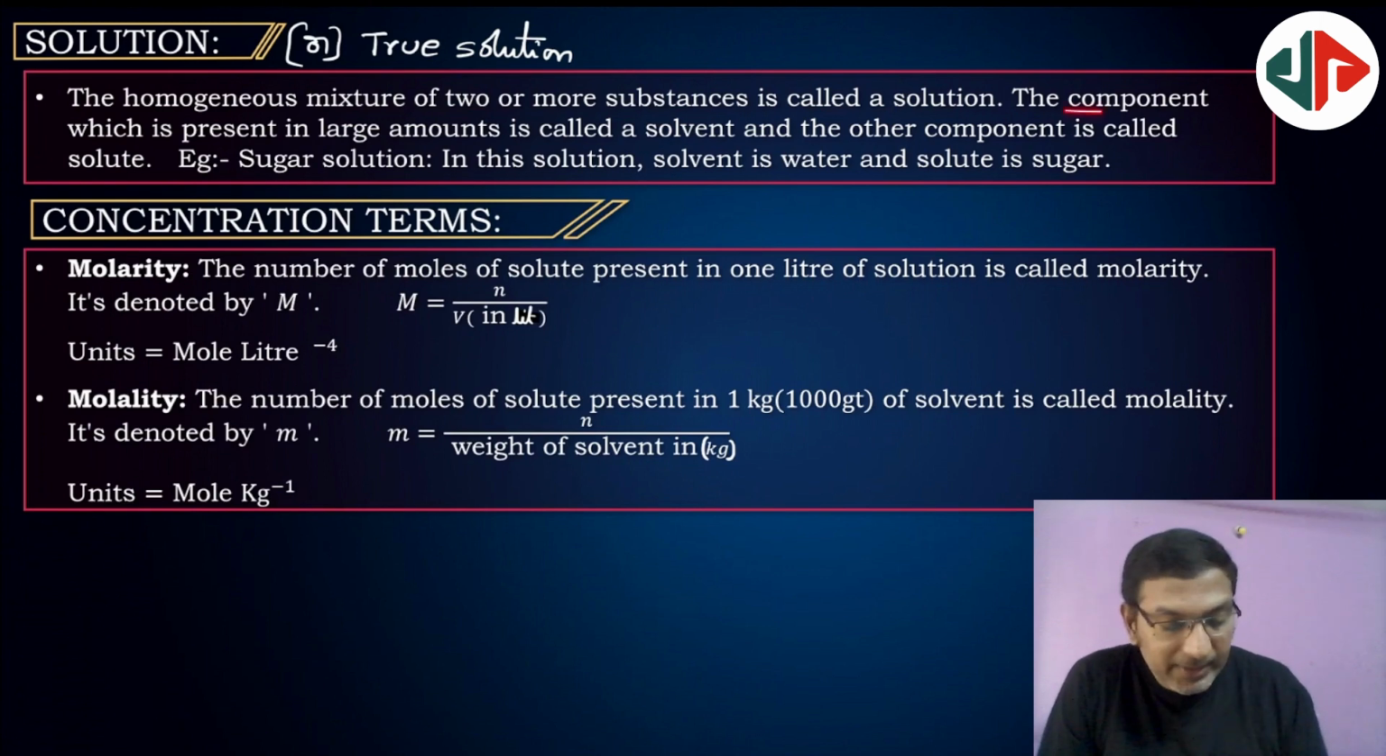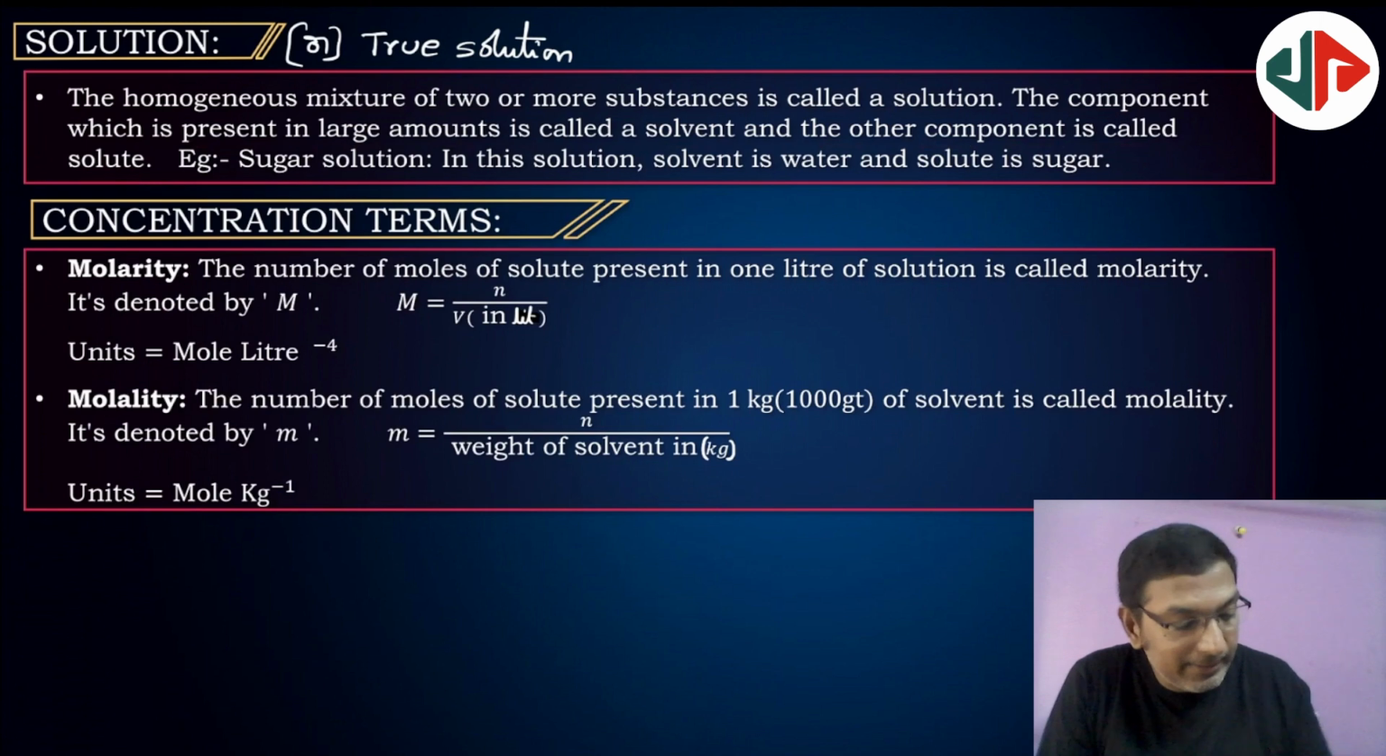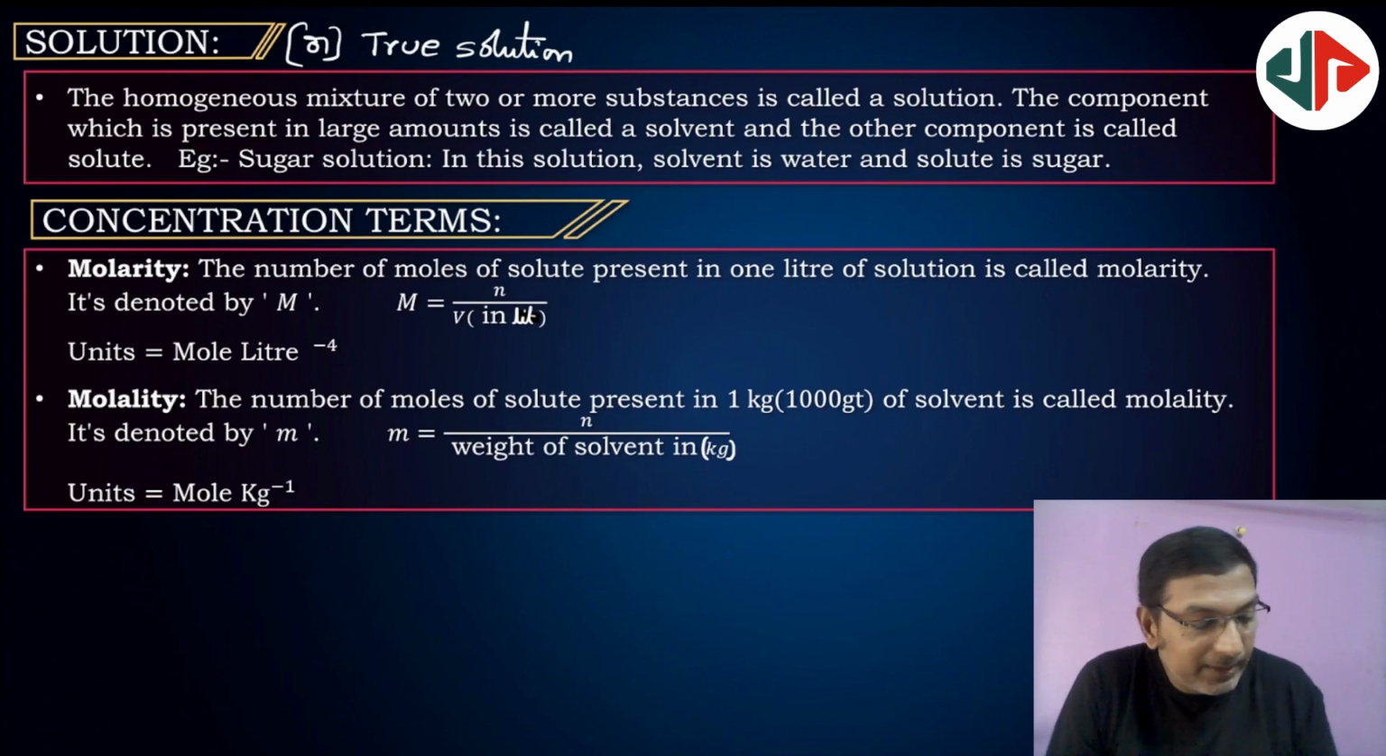The component which is present in large quantity is solvent generally, and the other component is known as solute. So major component is solvent, minor component is solute. So here example is given, sugar solution. In this solvent is water and solute is sugar. Next, methods of expressing concentration terms. That means methods of expressing concentration of a given solution.